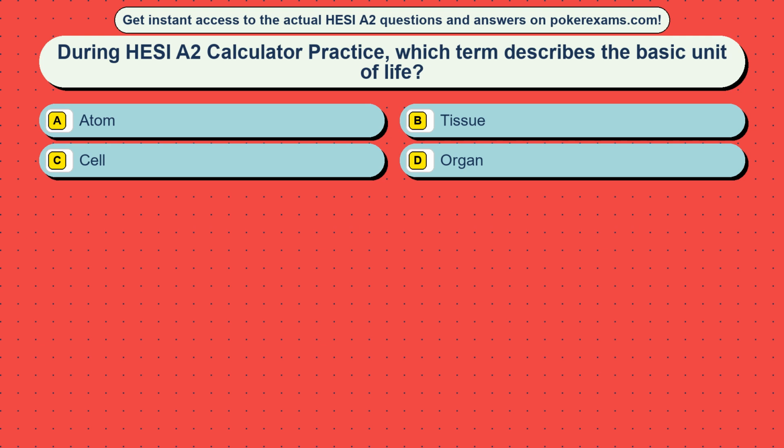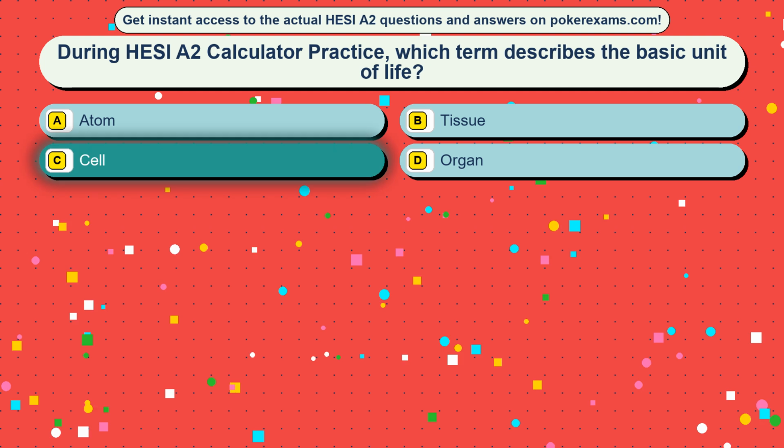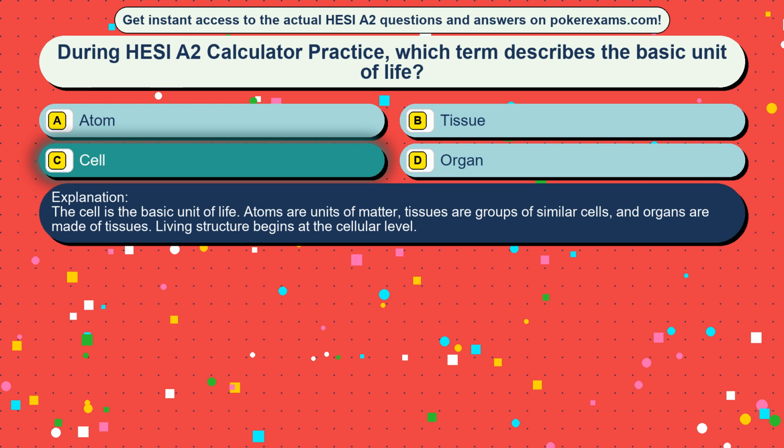Question 1. During HESI A2 Calculator Practice, which term describes the basic unit of life? Option A atom, option B tissue, option C cell, option D organ. The correct answer is option C, cell. The cell is the basic unit of life. Atoms are units of matter, tissues are groups of similar cells, and organs are made of tissues. Living structure begins at the cellular level.